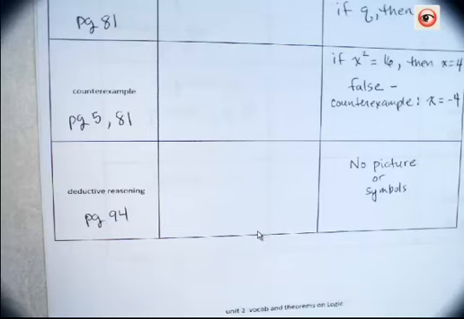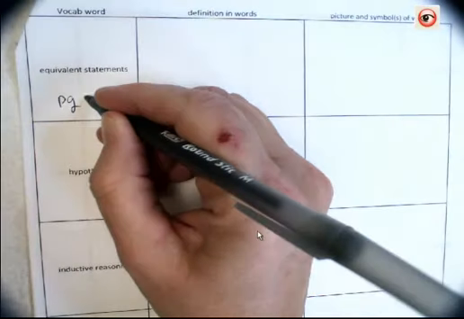All right, next page, page 3. We talk about equivalent statements. Equivalent statements comes from chapter 5, section 5.4. Actually, it's on page 281. So page 281 is equivalent statements. And the hypothesis for a statement is actually found on page 80.